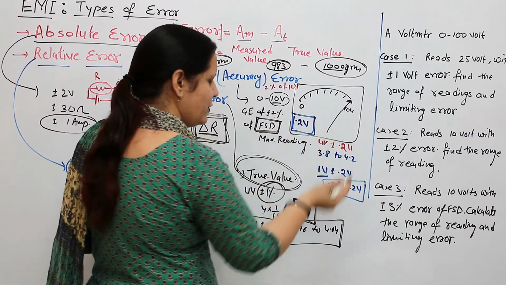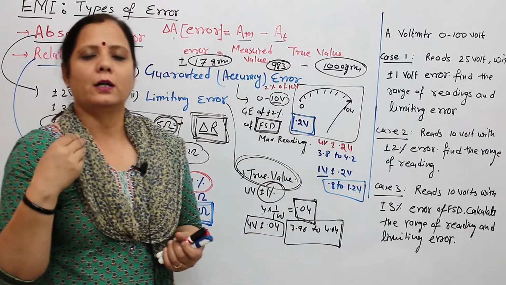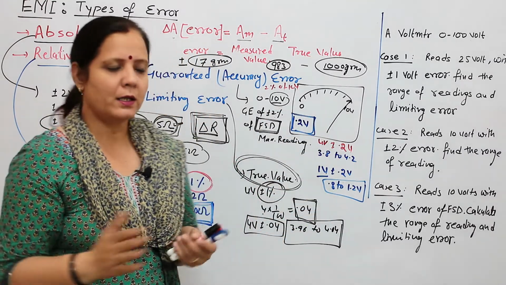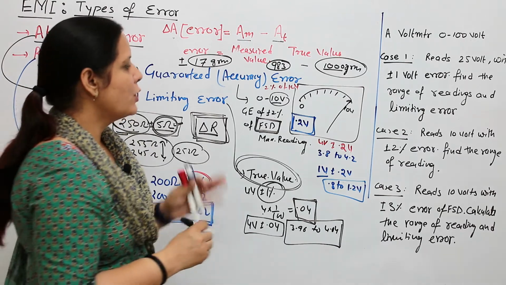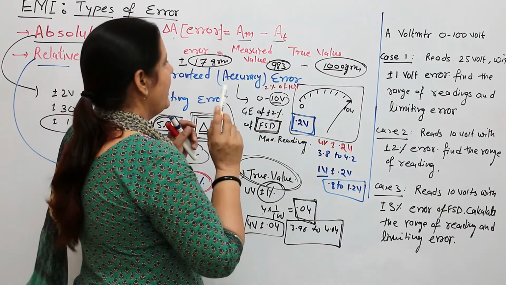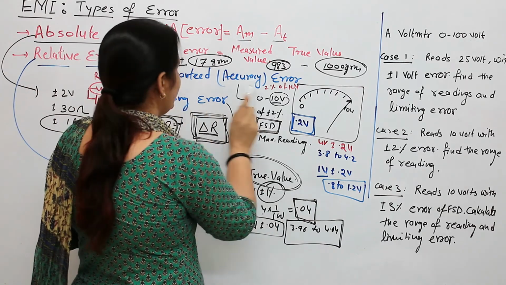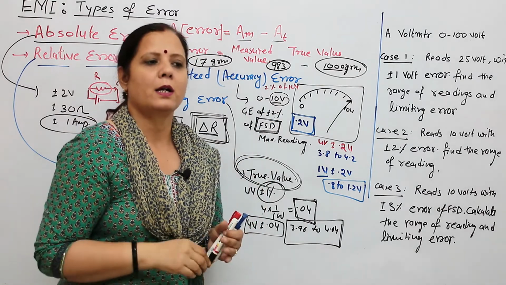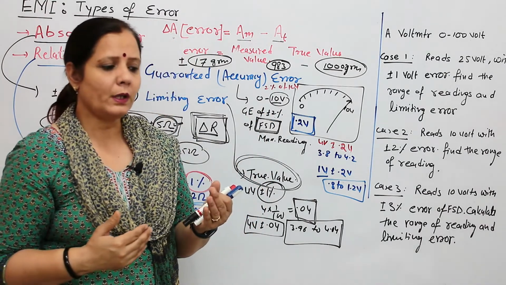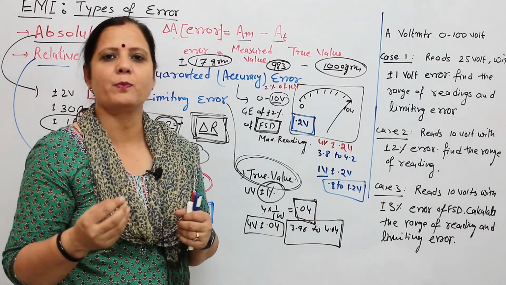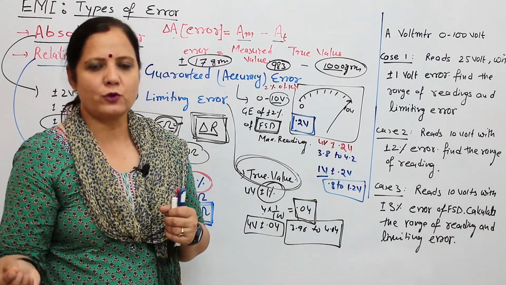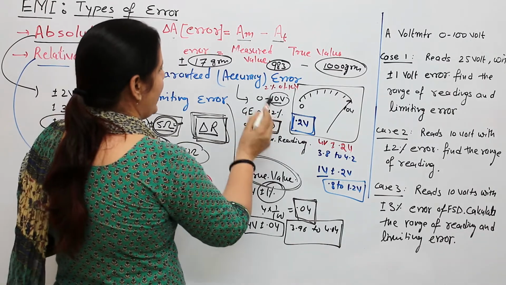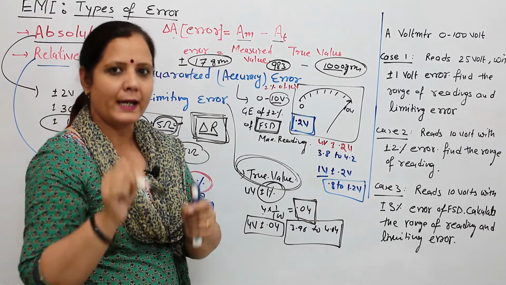They can ask the range of reading, they can ask the limiting error at different reading stages, so you can solve this accordingly. In guaranteed error with FSD, there will be a fixed absolute error. This is again one step more calculation done by the students. First we will calculate the absolute fixed error.